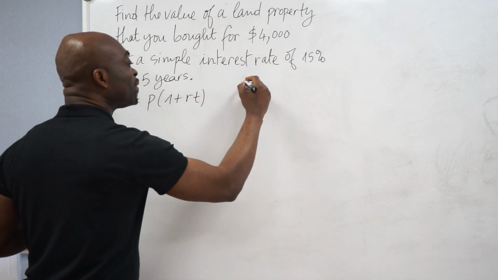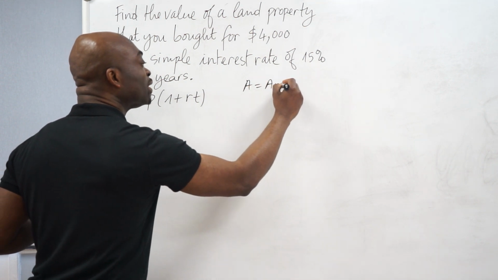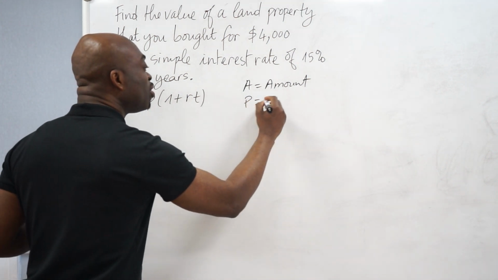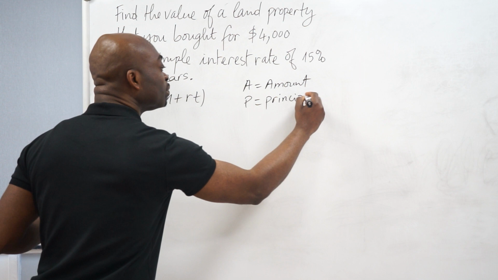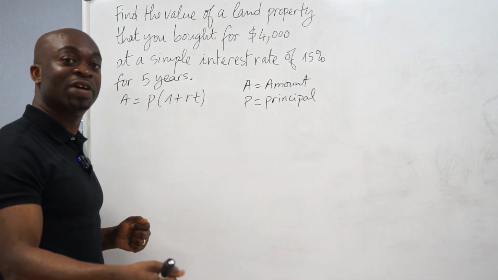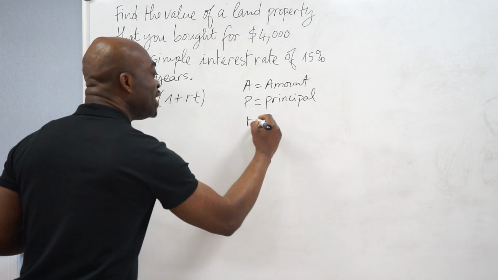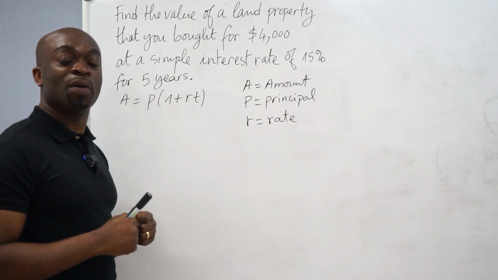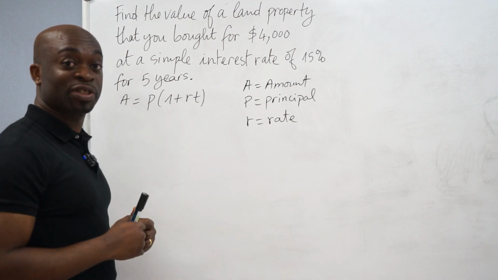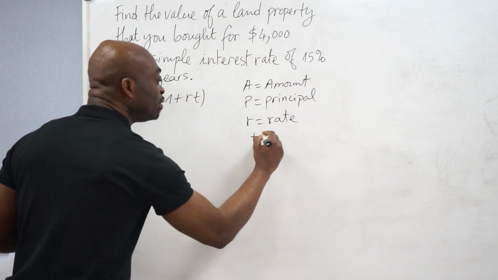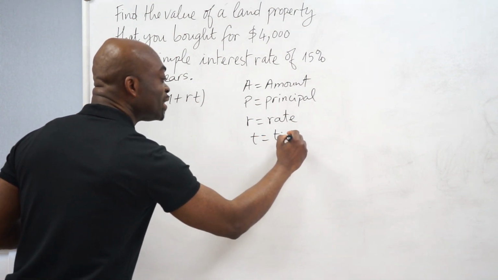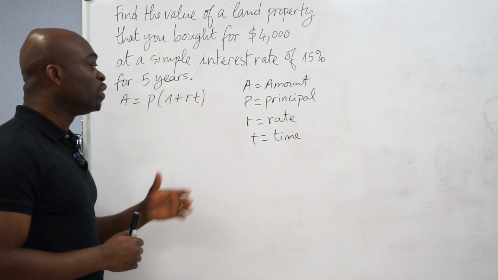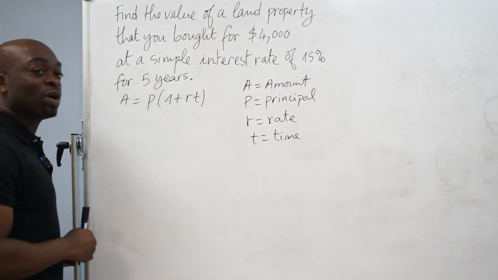So now, A is what? A is the amount that we're looking for. P is the principal, that means the 4,000 that we invested. R is the rate at which the property is growing, which is 15% in this case. And T is the time that we are accounting for, which is 5 years in this case. All right, ladies and gentlemen, so let's go and work it out.